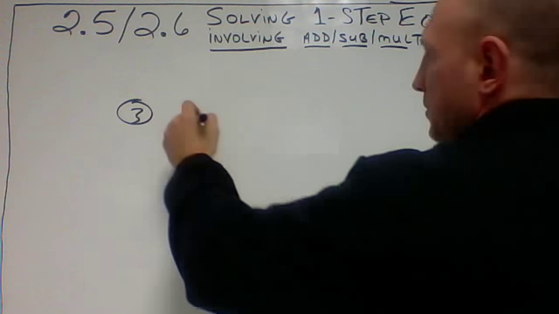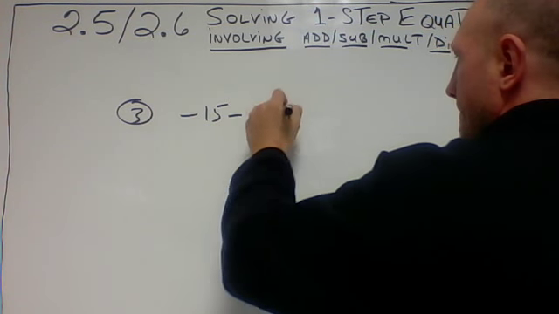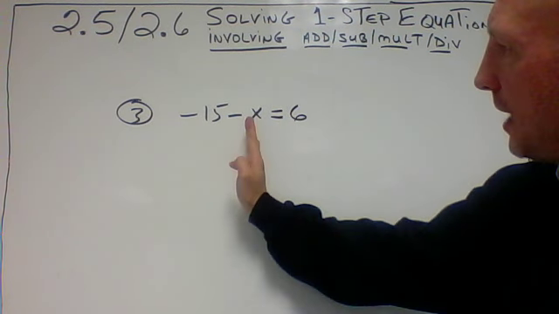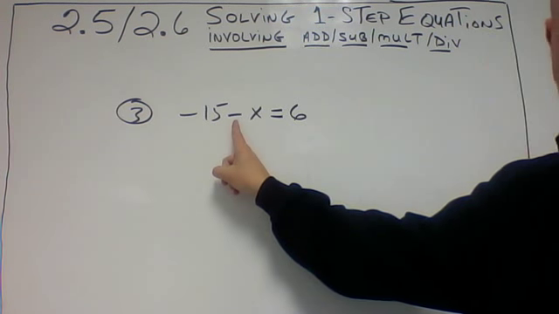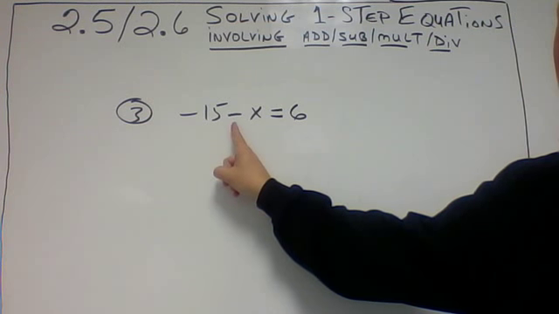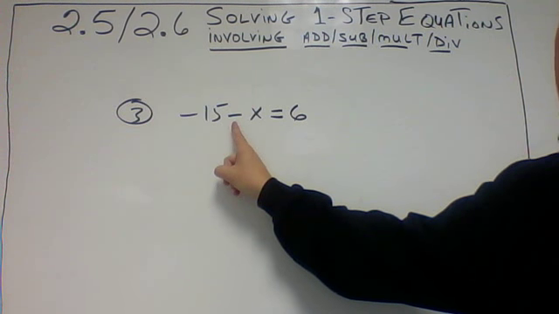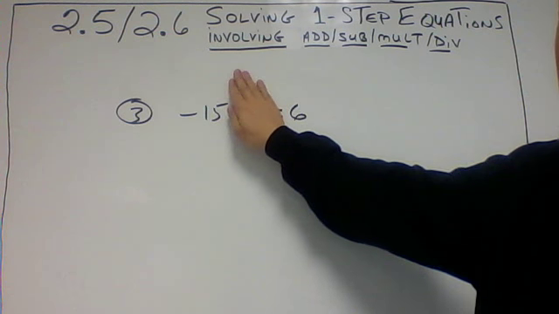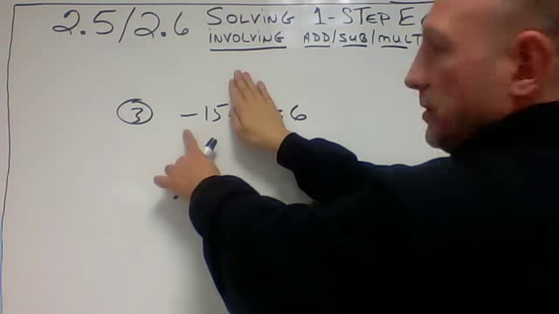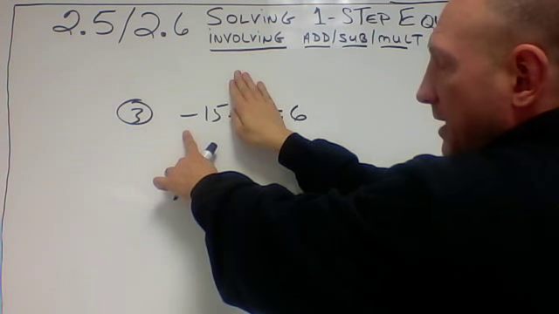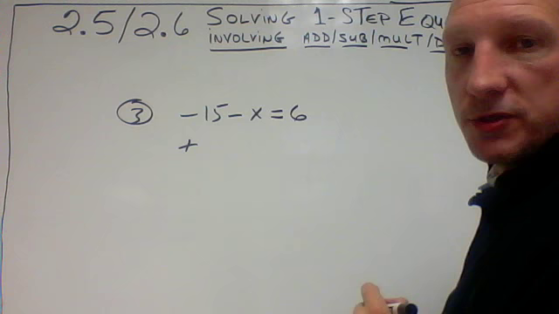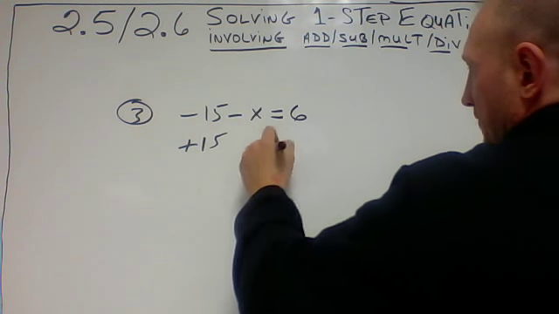Negative 15 minus x equals 6. Okay, here's my equal sign. I go to the side where my variable is. I look in between the variable and the number. There's a plus or a minus sign. That means I'm going to do an addition or subtraction step. But I'm only concentrating on the number and its sign to the left of it. So to the left of the 15 is the negative. That tells me I have to do my inverse operation, which is add 15.